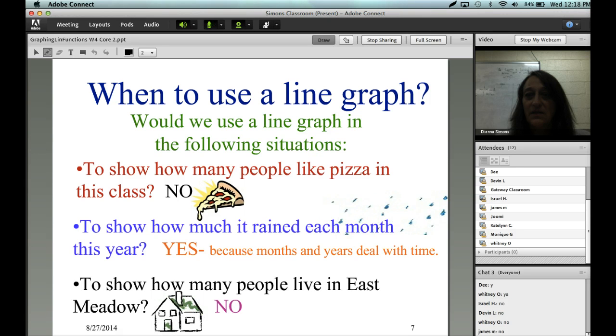Good. To show how many people live in East Meadow, which is, I don't know where. No, because you wouldn't have something that changes with time. If you were just graphing how many people live like in Aurora, you would say, okay, there's, I don't know, 25,000 people that live in Aurora. What are you graphing really? The last one. Oh, to show how much rain, you would use that.